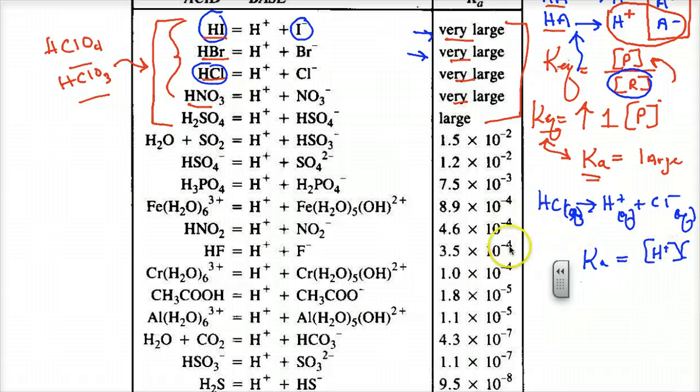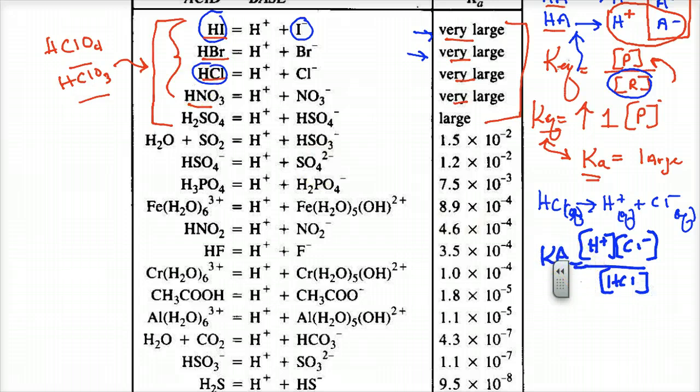I ran out of space there. So we got the H plus times the chloride ion when we put it in an equilibrium expression over HCl. They're all aqueous, so we include them, and that equals Ka.